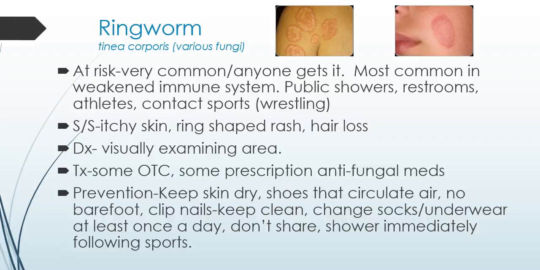However, it's most common in people with weakened immune systems. It's easily spread in public showers and restrooms. It's easily spread with athletes in contact sports like wrestling. So anytime someone is in any of those situations, they're going to be at higher risk. The signs and symptoms are the itchy skin, and there's a ring-shaped rash and hair loss. So if you look at the two photographs on the slide, both of those are samples of what ringworm looks like when someone has it.